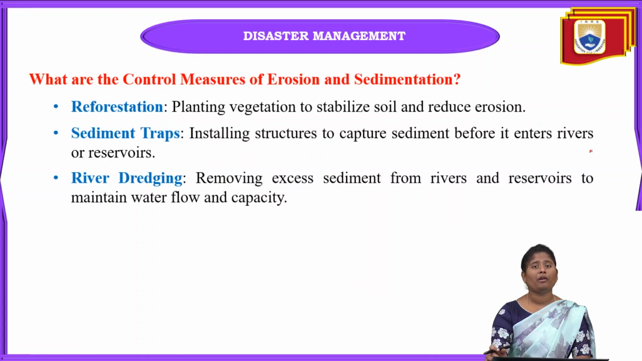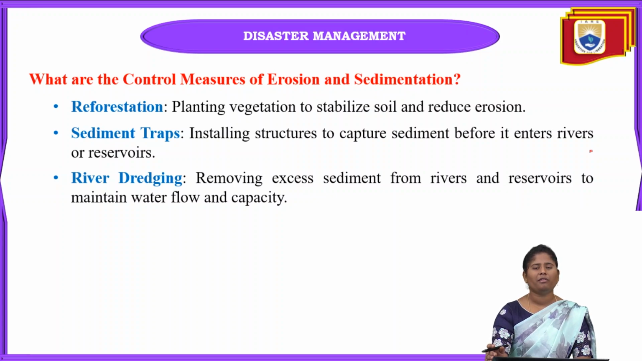Next one is control measures of erosion and sedimentation. When we want to reduce erosion and sedimentation, we can go for reforestation, which means planting vegetation to stabilize the soil, and that can reduce erosion. Next one is sediment traps, which means installing structures to capture sediments before they enter the rivers and reservoirs, so there will be no problem for the water bodies and no damage to aquatic life.